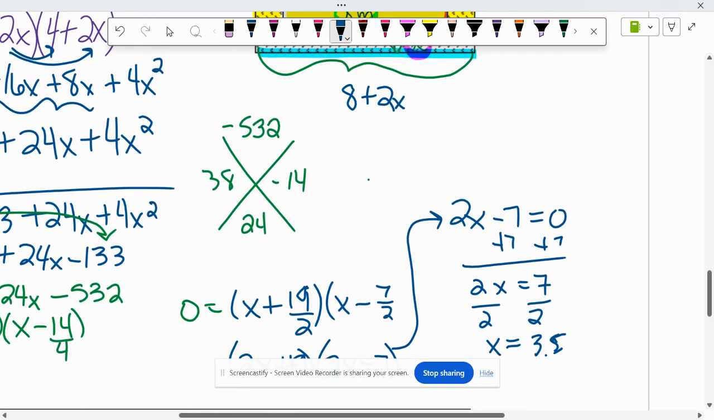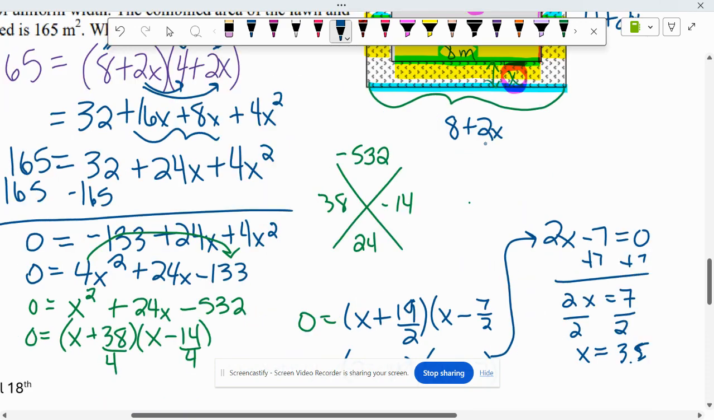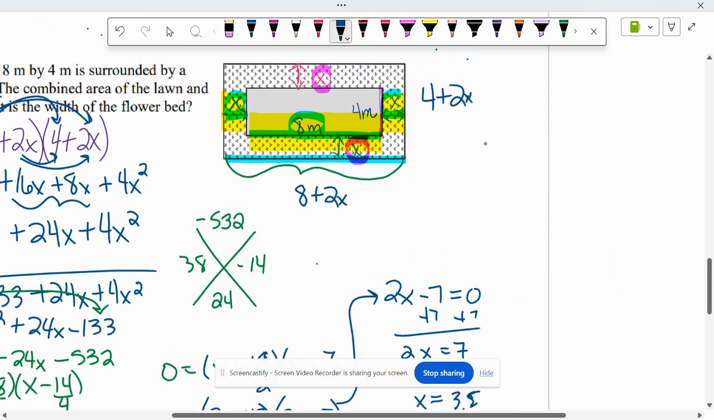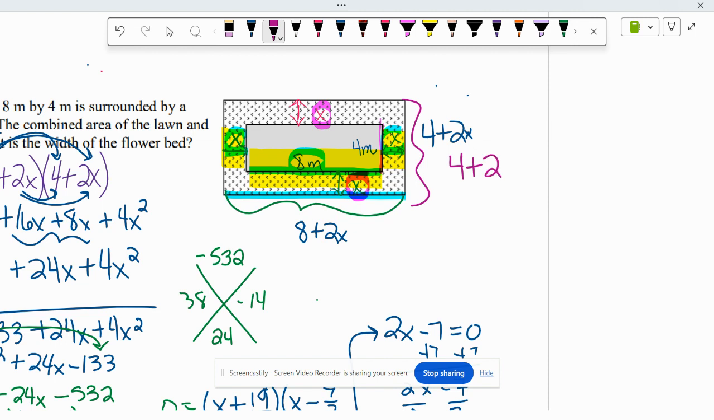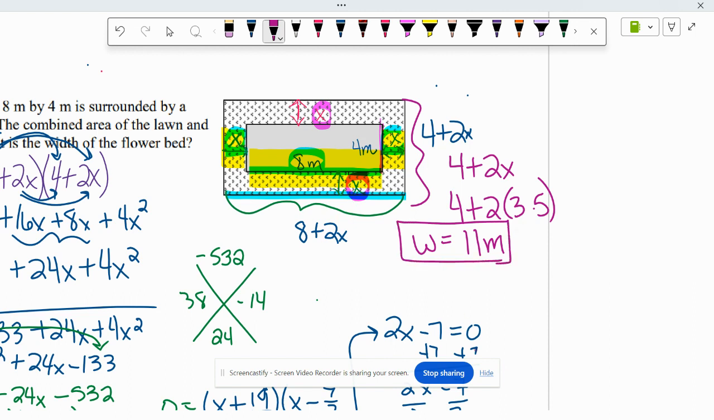So the original question is, what is the width of the flower bed? So what is the new measurement of this out here? Well, my width is 4 plus 2x. So it's really 4 plus 2 times 3.5. So what is 4 plus 2 times 3.5? It's 11. The width is now 11 meters.